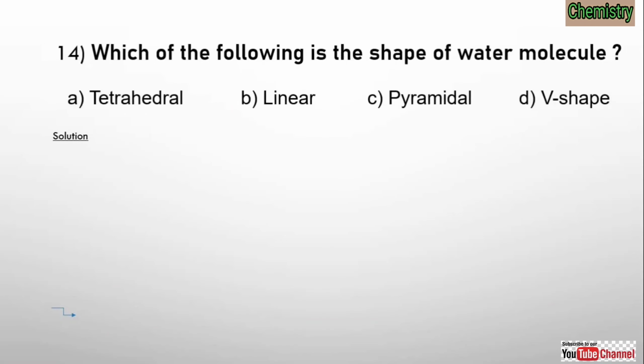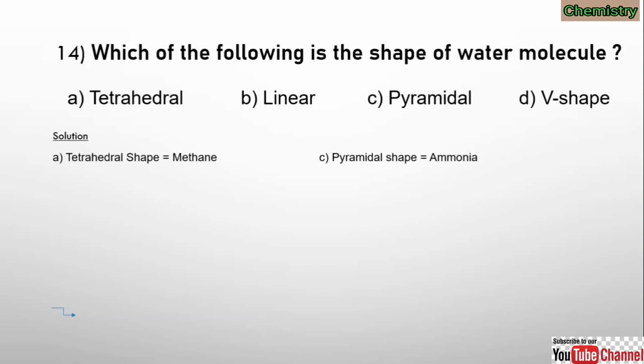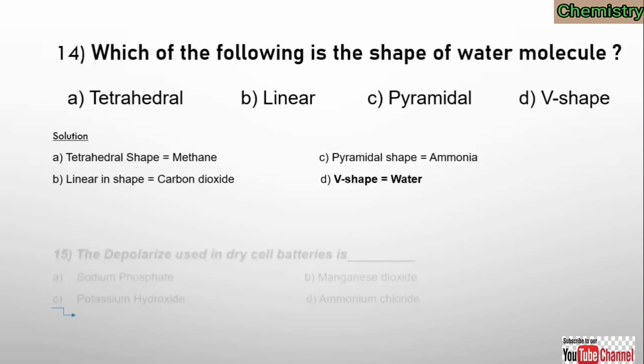In question number 14 we have, which of the following is the shape of the water molecule? Tetrahedral, linear, pyramidal or bent shape? Water is bent-shaped due to the presence of lone pairs and hydrogen bonding. Tetrahedral shape is methane. These are frequently asked questions. Pyramidal shape is ammonia, NH3. Linear in shape is carbon dioxide.